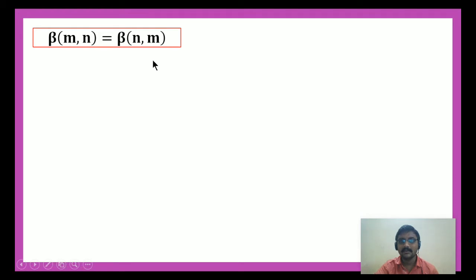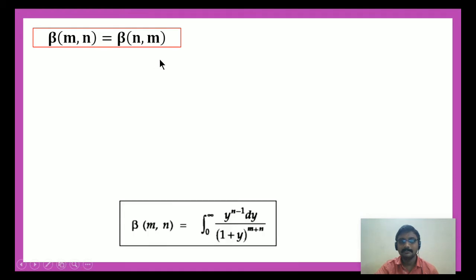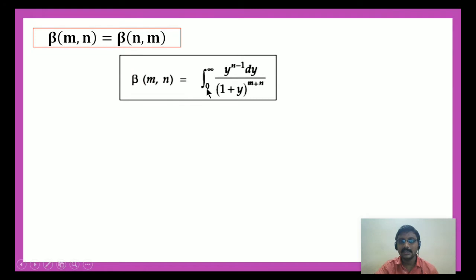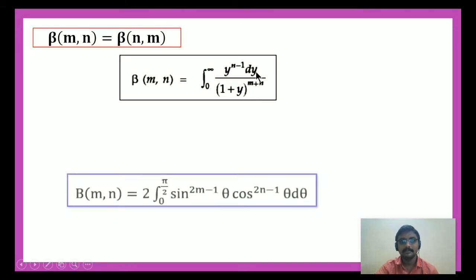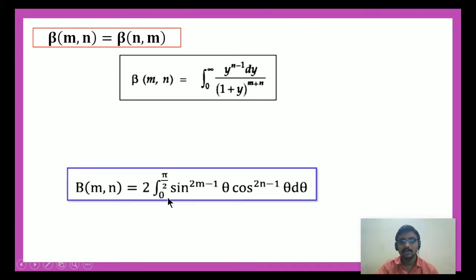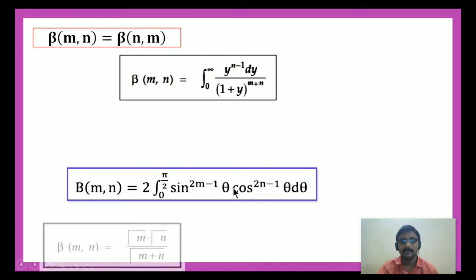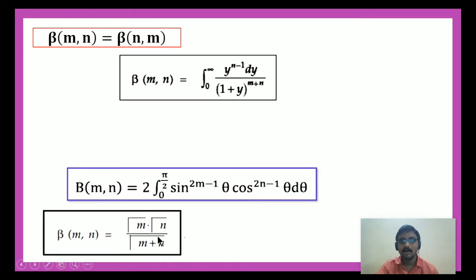So once again, other forms are beta of m, n is always equal to beta of n, m. Beta of m, n is the integral of 0 to infinity y to the power of n minus 1 upon (1 plus y) whole power m plus n dy. Beta of m, n is 2 into the integral of 0 to pi by 2 sine power 2m minus 1 theta cos power 2n minus 1 theta d theta. Beta of m, n is gamma of m into gamma of n all upon gamma of m plus n. It is also known as the relation between beta and gamma function.